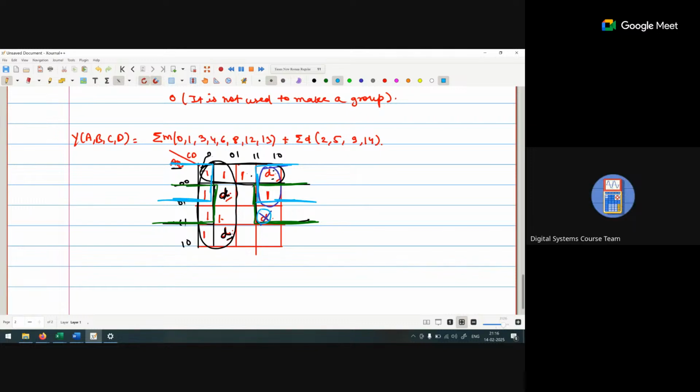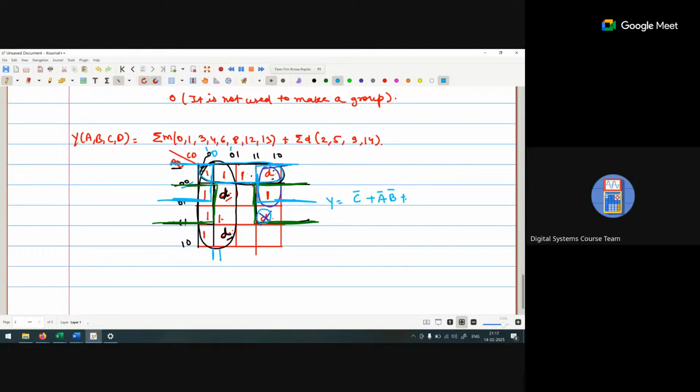So basically 3 groups are created. Now if we are talking about this group of 8, the row values will change, only the column value is constant, and the column value is C. So C bar is there. Plus, if we create a group of this row, A and B are constant. So A bar, B bar.